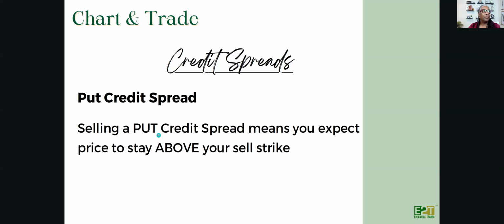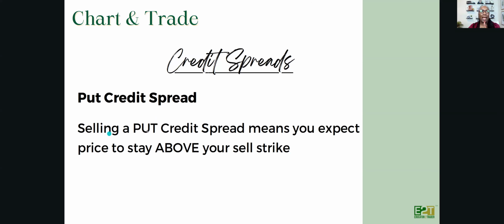Selling a put credit spread. When you sell a put credit spread, that means you expect the price to stay above your sell strike, just like selling cash secured puts. You want price to stay above. Now, whatever you remember about buying calls and buying puts, this is the opposite of that. So for those of you who only know about buying calls and buying puts, you need to now flip your brain to say this is the exact opposite of that.